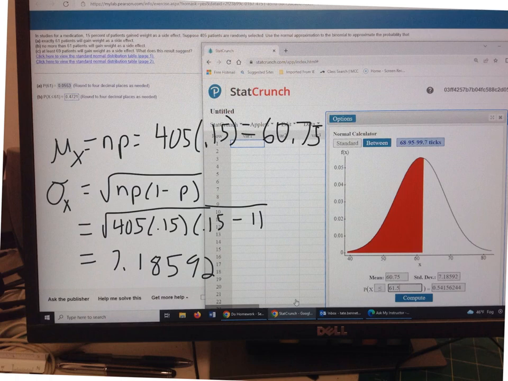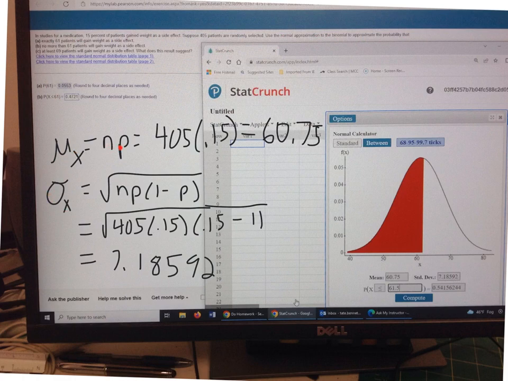So I saw your question in the email, and in studies for medication, 15% of patients gain weight as a side effect. Suppose 405 patients are randomly selected. Use a normal approximation to the binomial to approximate the probability of the following. So maybe you got this first part, 61 patients, then probability X is less than or equal to 61. So first thing you got to do is figure out the mean and standard deviation.